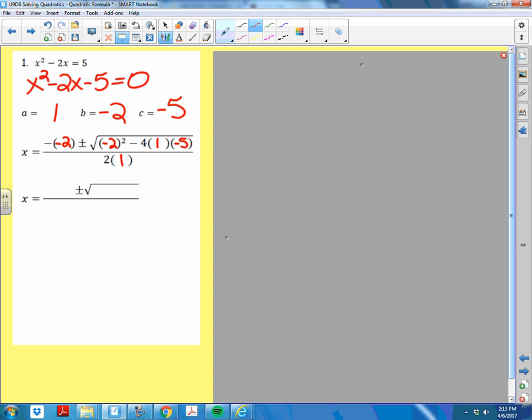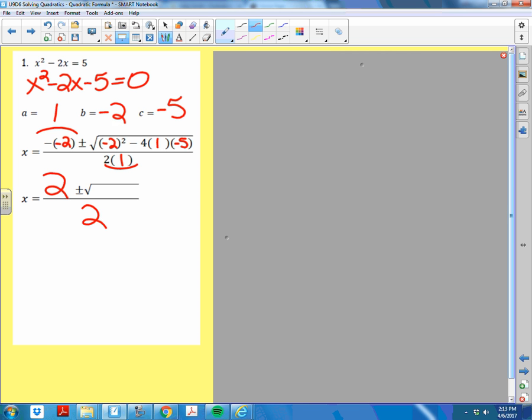Now, you need to get me a clean version. I want you to watch what I mean by a clean version, and I need to see this on every one. A clean version is where you just clean all this mess up. What is negative negative 2? You put that here. On the bottom, what is 2 times 1? That's what goes there. Now you're going to simplify what's under the radical.